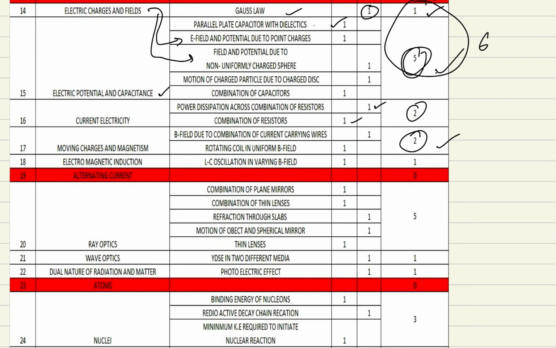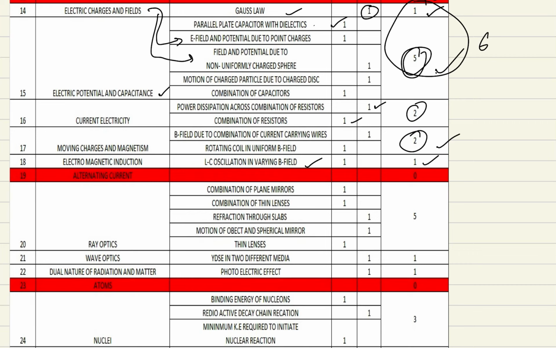And in electromagnetic induction, LC oscillations in a variable magnetic field. LC oscillations is there, but that plane contains the varying magnetic field. That's why I have taken it in electromagnetic induction, one question they have given. Alternating current, there is no direct question.